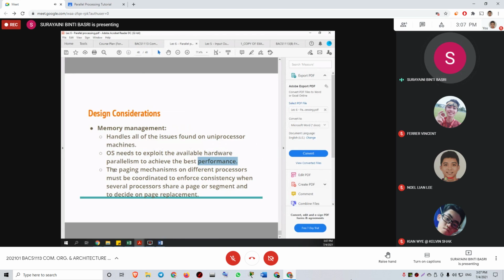So the paging mechanism on different processors must be coordinated to enforce consistency when several processors share a page or segment, and to decide on page replacement.